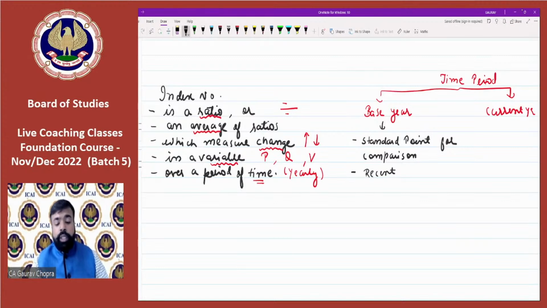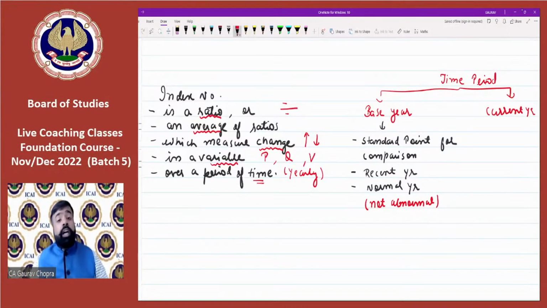Base year कैसा होना चाहिए? It should be a recent year, and also base year should be a normal year. Now, what is the meaning of the term normal? Normal means which is not abnormal, जो abnormal नहीं है.